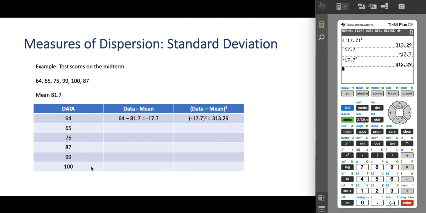You can pause the screencast and fill out the rest of the chart and check to see that you have it correctly. But I went ahead and filled that out for you on the next screen.